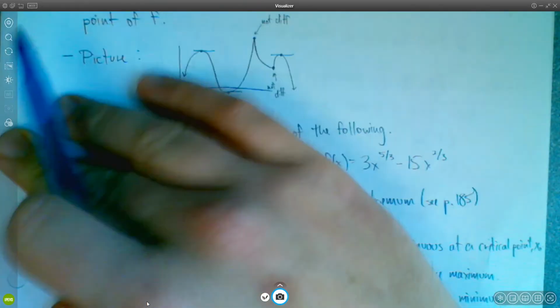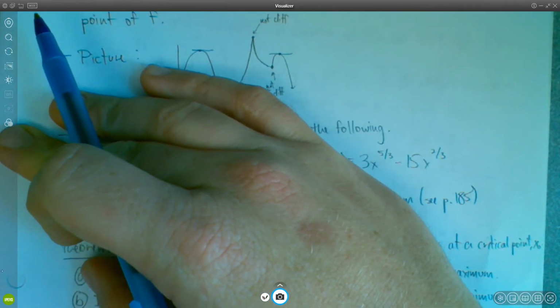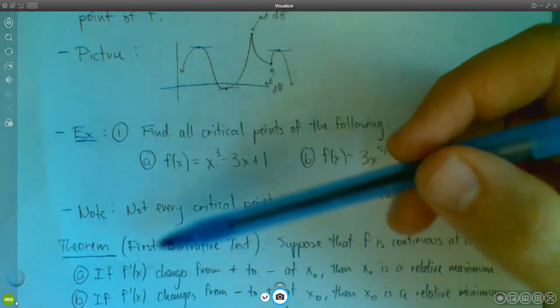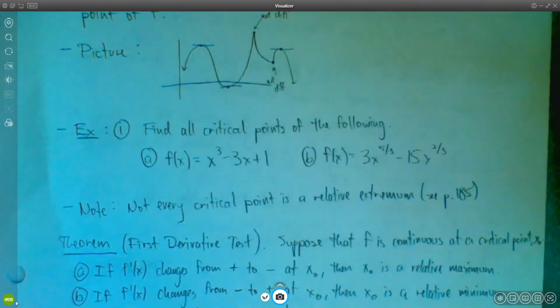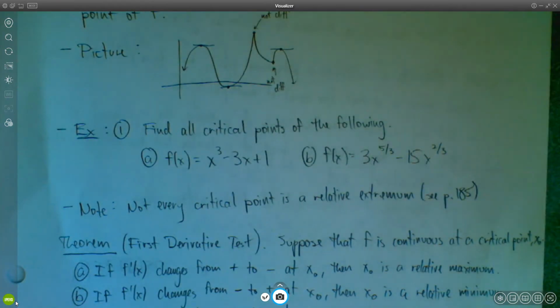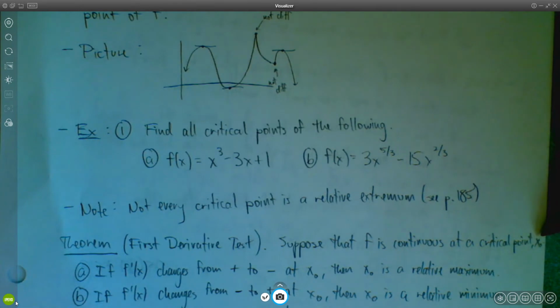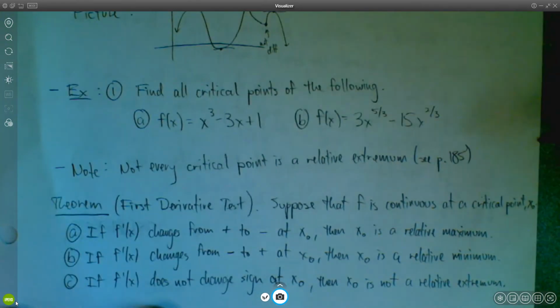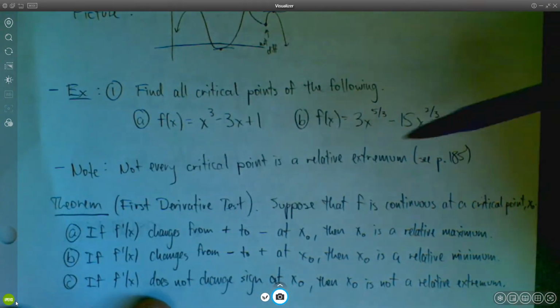So how do you tell? How can you tell if you have relative extrema? Well, here's one way to do it, and this is called the first derivative test. So suppose that f is continuous at a critical point x naught. So x naught is a critical point. It's not necessarily a relative extremum, but it is a critical point. So suppose that f is continuous at this critical point x naught.